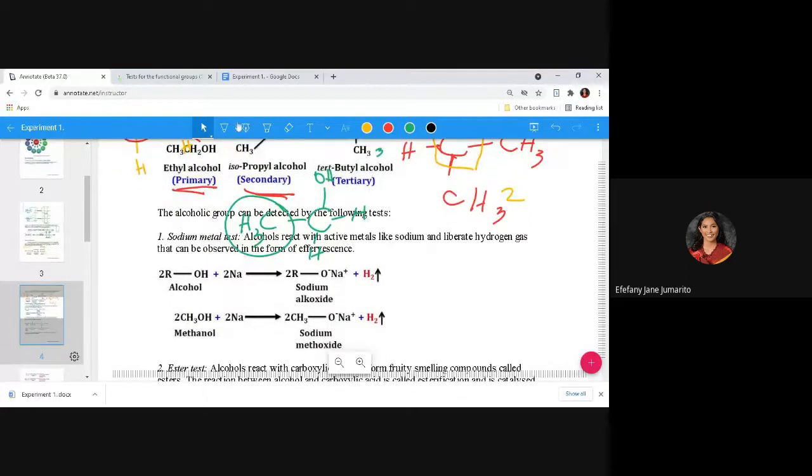Now this time, in our laboratory, the alcoholic group can be detected by the following test: the sodium metal test. Alcohols react with active metals like sodium. So the thing that we will use is sodium metal. Alcohols react with active metals like sodium and liberate hydrogen gas that can be observed in the form of effervescence.